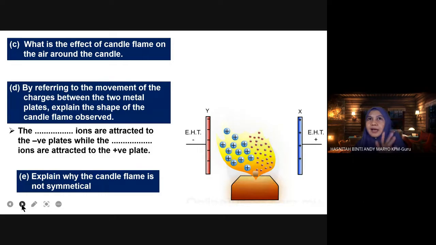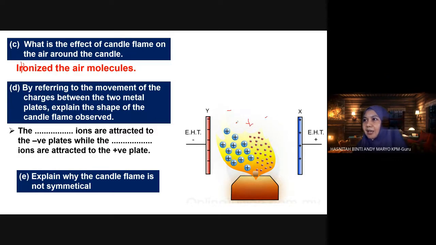So first and foremost, when you place a lighted candle in between these two electric fields, what happened? The flame ionized the air molecules around this field. Sorry, wrong spelling there, it should be I-O-N-I-Z-E. It will ionize the air molecules around this electric field. So we have free positive and negative charges in between these two plates.